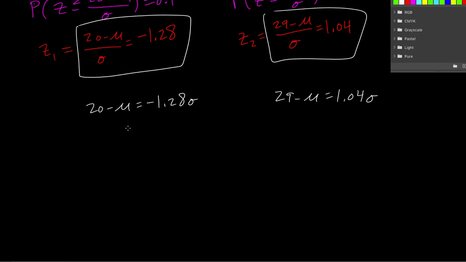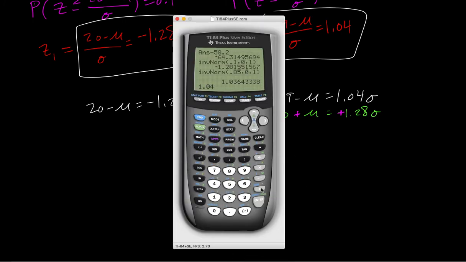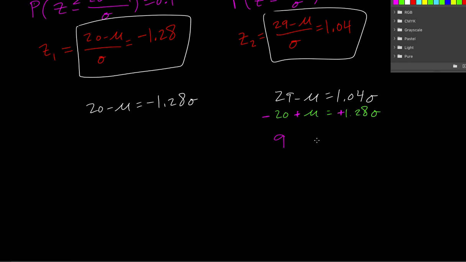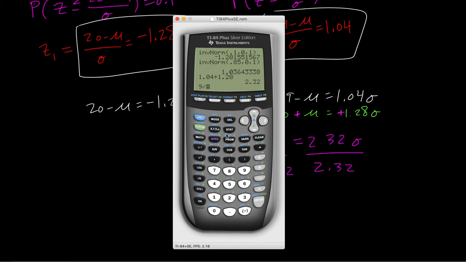Okay, from this point, we want to solve for mu and sigma, and so what we could do is just use elimination. We could put them under each other. And if we change all the signs on one of them, the mu's will cancel. So we add these, we get 9. We add these, what do we get? 1.04 plus 1.28, 2.32 sigma. Divide both sides by 2.32. So 9 divided by our previous answer. We get 3.88.